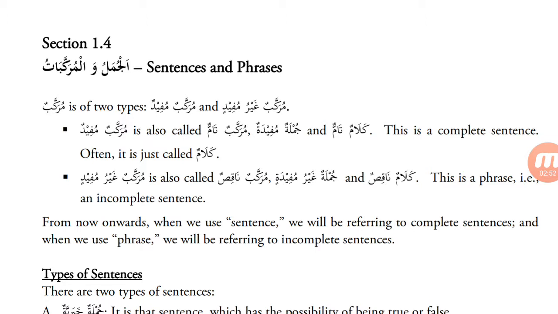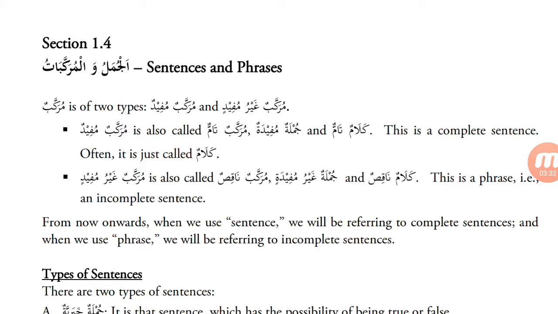Another name for Murakkab Mufid is Murakkab Tam, Jumlah Mufidah, and Kalamun Tamun. And often it is called Kalam. And the second type of Murakkab is Murakkab Ghayr Mufid, a compound of two or more words, like a phrase.